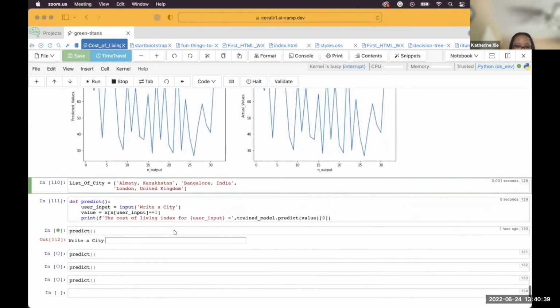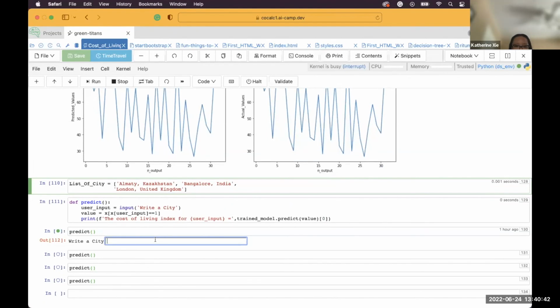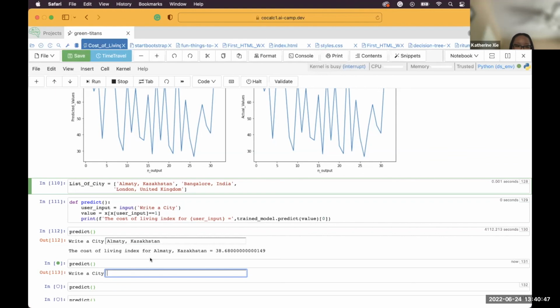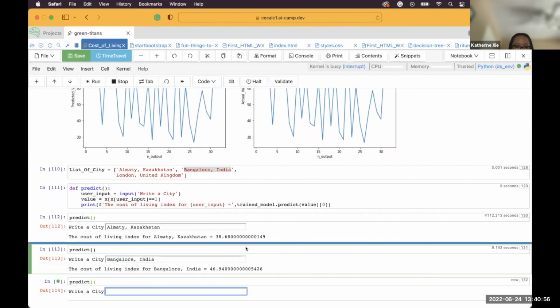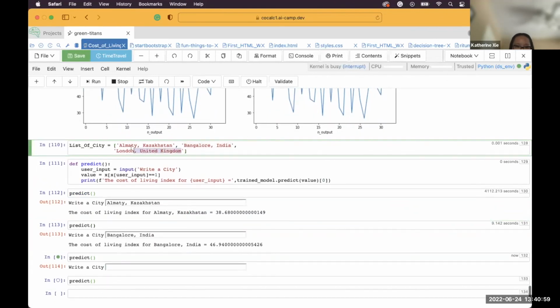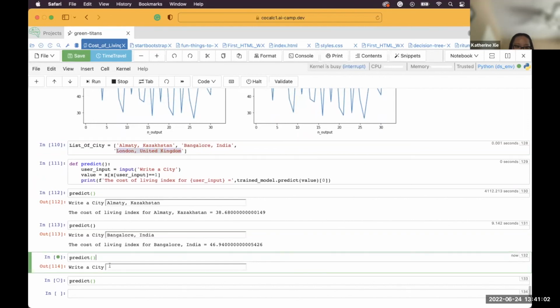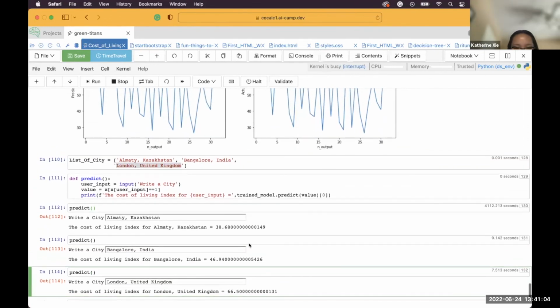Down below, this is a basic overview of how the prediction would work. You enter the city name, and it gives you the cost of living index below. For Almaty, Kazakhstan, it would be 38.68. Then Bangalore, India. I'm just going to give some examples of cities. From these three, you can see that London would be the most expensive because the cost of living index is 66.5, while somewhere like Almaty, Kazakhstan is only 38.68. And that's it for our presentation. Thank you.